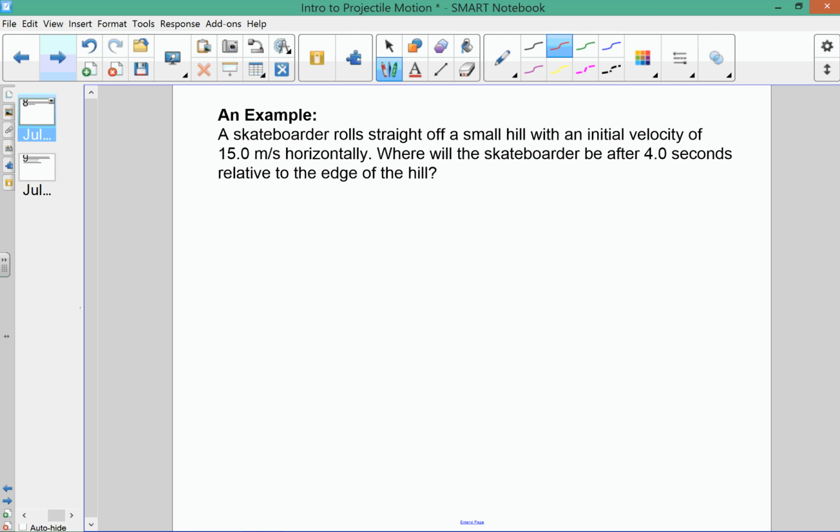We've got a skateboarder rolling straight off a small hill with an initial velocity of 15 meters per second horizontally. So here's our small hill, really steep one. We've got a skateboarder at the top, there's his little skateboard, and he's going off the hill with some initial velocity, which is purely horizontal, so there's no y component to this velocity. We also know that the skateboarder's trajectory will be down like a little parabola. And we're also told that his whole fall will take 4 seconds.